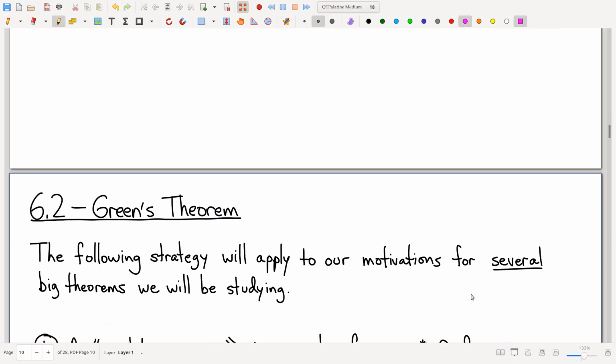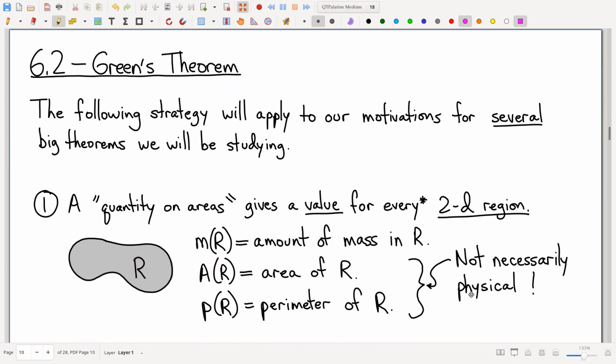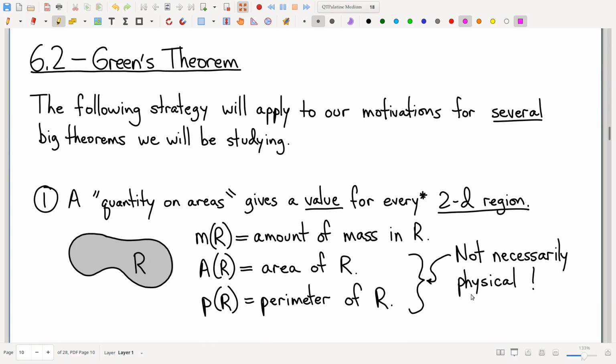Okay, so that's section 6.1. We're going to move on now to section 6.2. 6.2 is going to be our first venture into a different world. There's some totally awesome theorems here in Chapter 6 and Chapter 7.